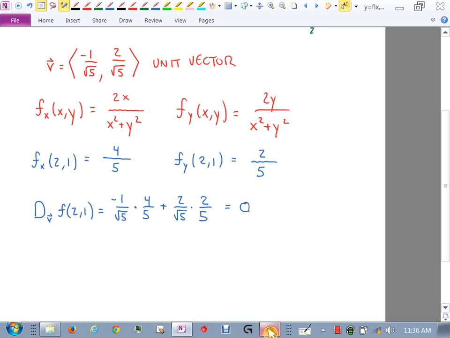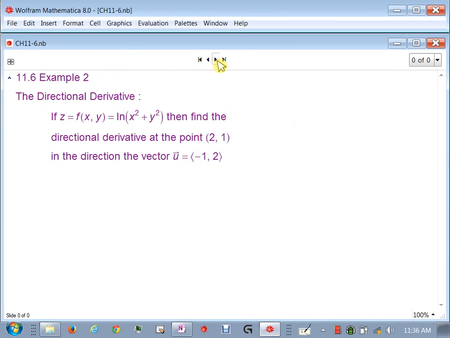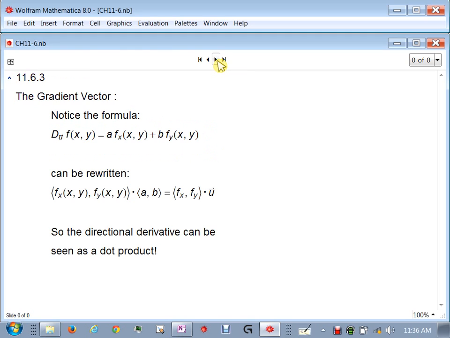All right, any questions on that, computation-wise? It's pretty straightforward, right? Just got to keep track of things, make sure your u is a unit vector, plug and chug. All right, now we define what's called the gradient vector.